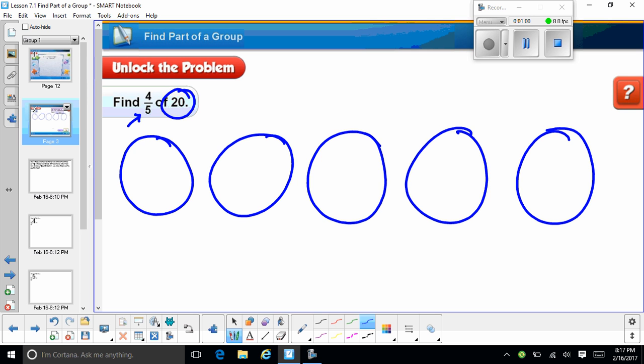Then I want to evenly divide 20 into these 5 groups. 1, 2, 3, 4, 5, 6, 7, 8, 9, 10, 11, 12, 13, 14, 15, 16, 17, 18, 19, 20. Now that I have done that, I want to take a look at my numerator.